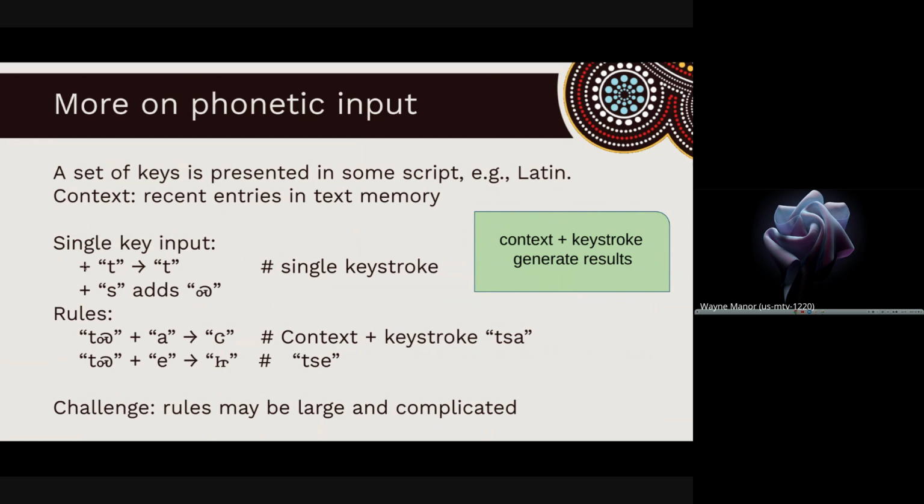It says, if you type a T character, output a T. But if you type this S character, it outputs this other symbol. Each single keystroke represents some certain output. But then there are rules.